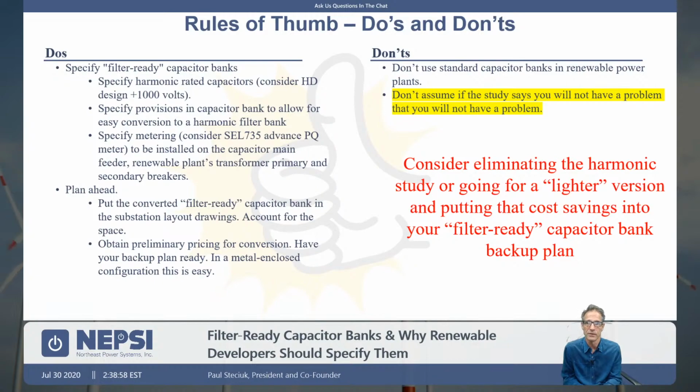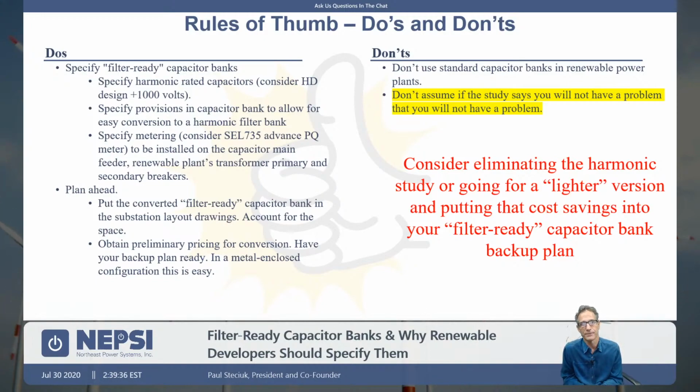And then plan ahead. Put the converted filter-ready capacitor bank into the substation layout drawings. Do this up front. If you understand what's ahead of you, if at time of turnover or at time of startup and commissioning, you determine that you have a resonance problem, while knowing that you have the substation space and that you already have a preliminary pricing on the conversion costs, it will make the process very quick. We could potentially convert a filter-ready capacitor bank to a harmonic filter bank in as little as 10 weeks if you had planned up front.